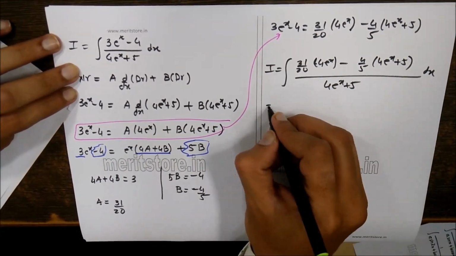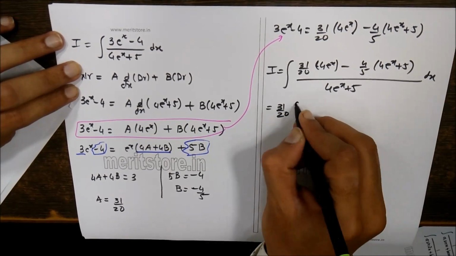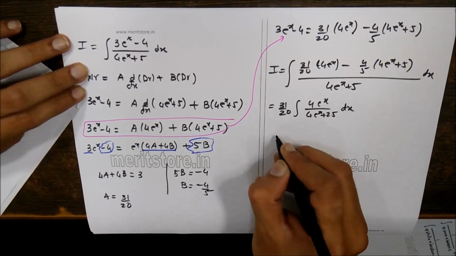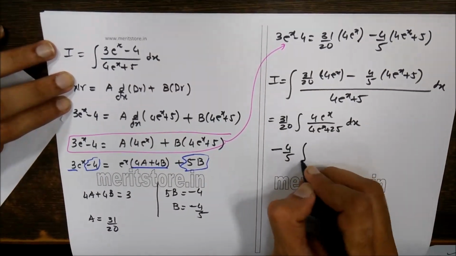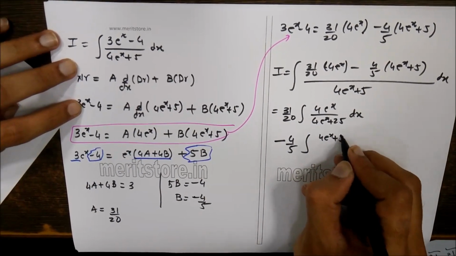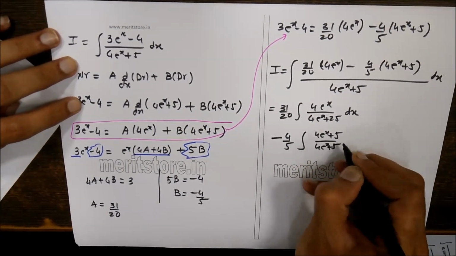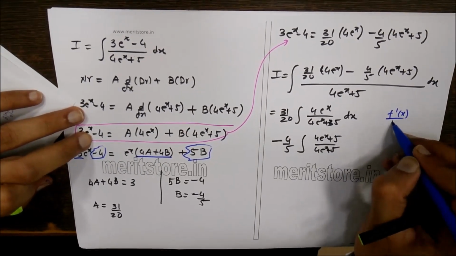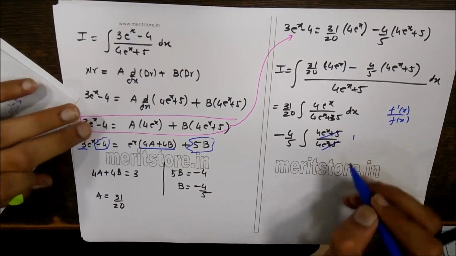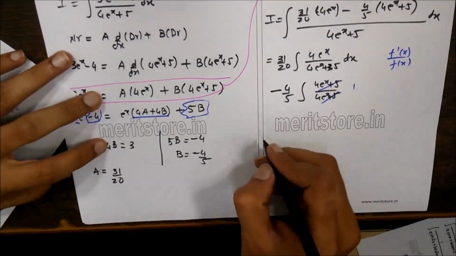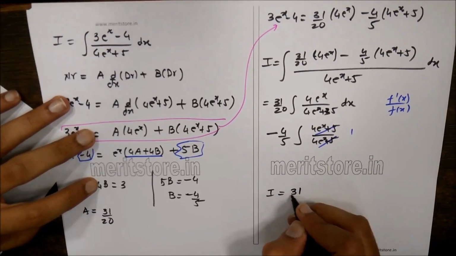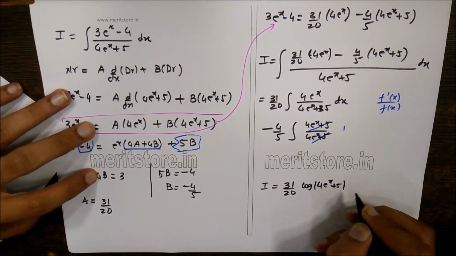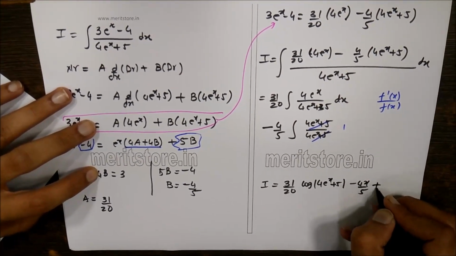Splitting the terms, 31 upon 20, integral of 4 e raised to x upon 4 e raised to x plus 5 dx, minus 4 upon 5, integral of 4 e raised to x plus 5 upon 4 e raised to x plus 5. If you observe, this converts to the category of f dash of x upon f of x, and this will cancel off and become 1. Final answer, integral will become 31 upon 20 log mod 4 e raised to x plus 5 minus 4x upon 5 plus c.